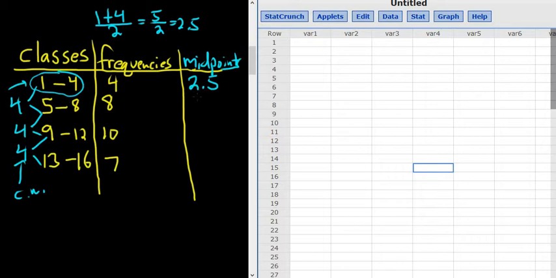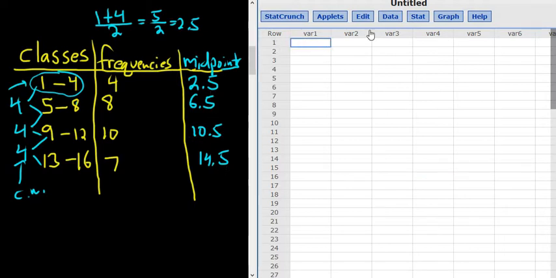So 4 plus 2.5 is 6.5, plus 4 is 10.5, and plus 4 is going to be 14.5. Yep, 14.5. So you find the first midpoint, and then you find the class width by subtracting these two numbers. You can also do 8 minus 4, and then you just keep adding the class width to get the rest. All right, good stuff. Now we're going to finish.